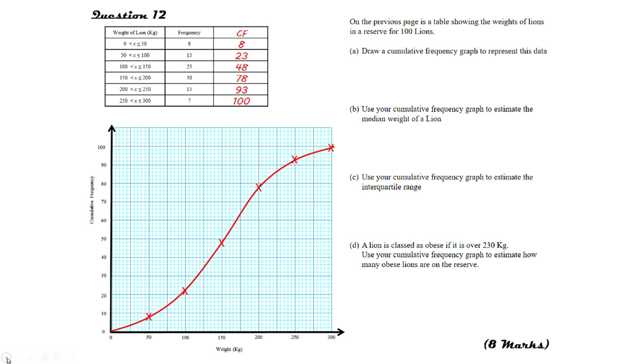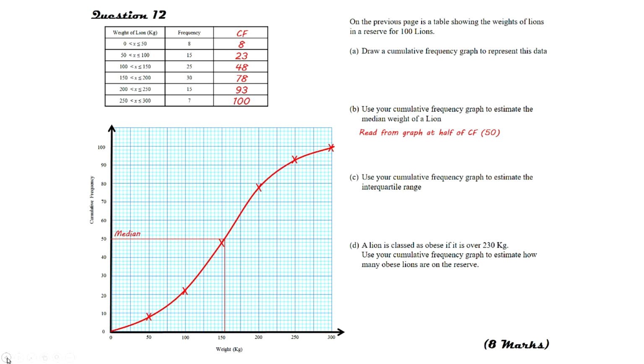Now I'm going to use my cumulative frequency graph to estimate the median weight of a lion. Because I know that there are 100 lions in this survey, I need halfway in that, which is at 50. So I'm going to read from my graph at half of my cumulative frequency, which is 50. And I'm going to mark on that that's the median so I don't get confused, because I'm going to draw some more lines on this in a second.